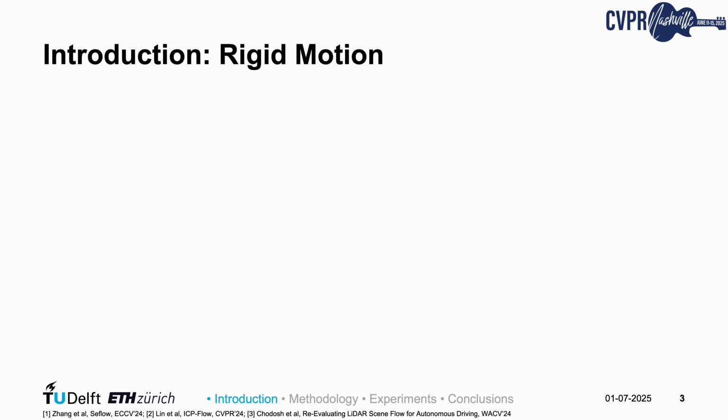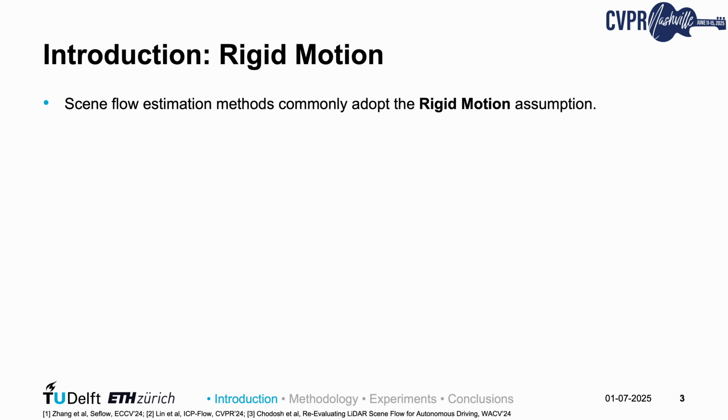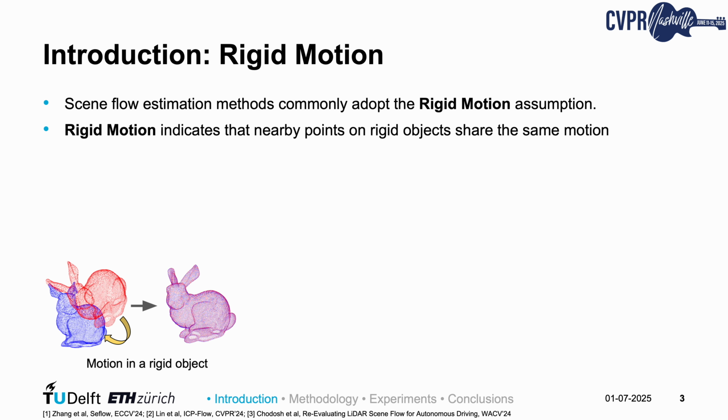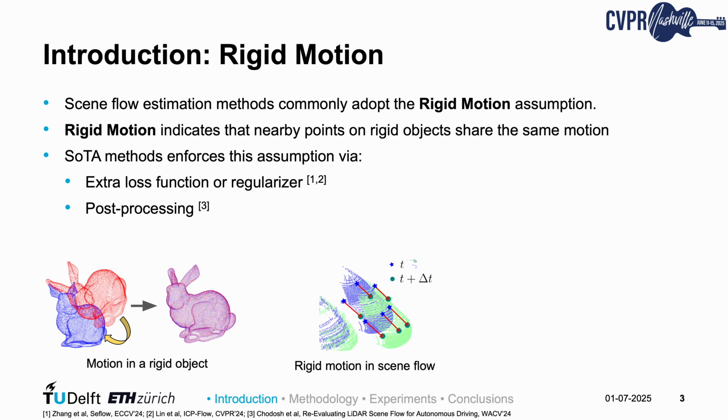Before we dive into VoteFlow, let's revisit a common assumption in scene flow estimation: rigid motion. Put simply, if two points belong to the same rigid object, they should move together, translating and rotating as a single solid body. State-of-the-art methods already try to leverage this prior in two ways. First, by adding extra loss terms or regularizers that penalize inconsistent motion among neighboring points during training. Second, by applying post-processing steps at inference time to enforce piecewise rigidity.